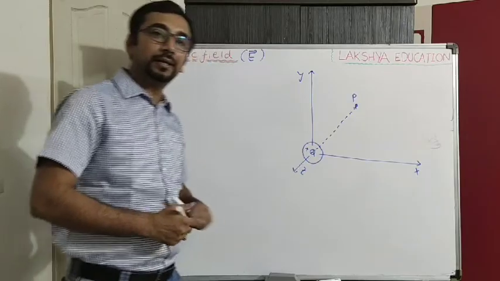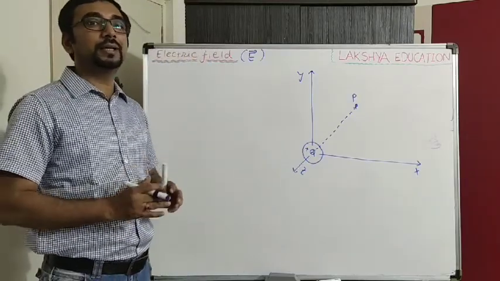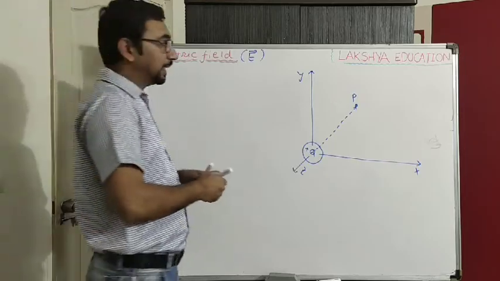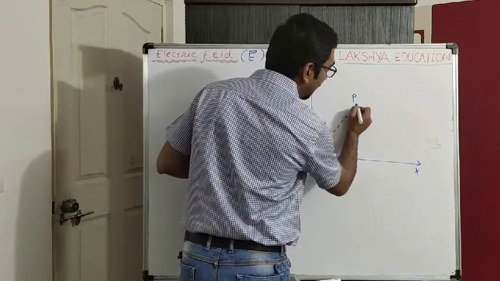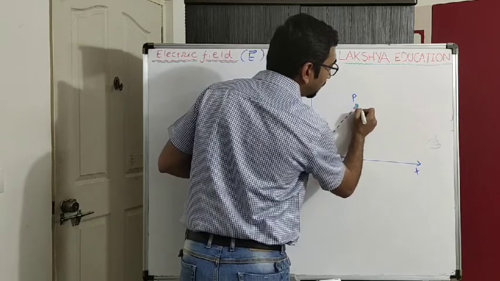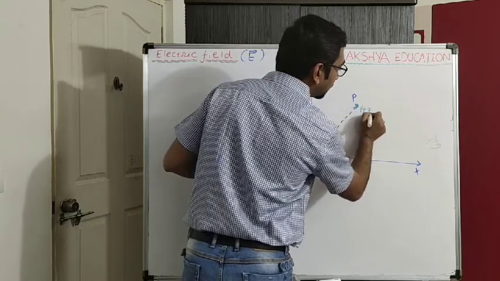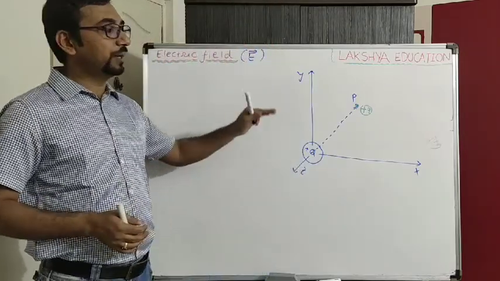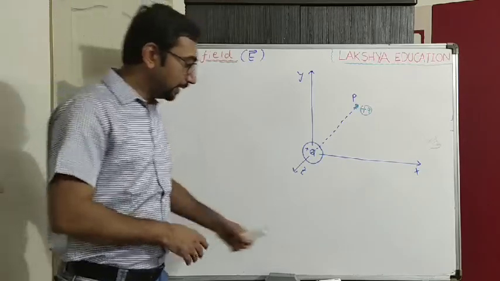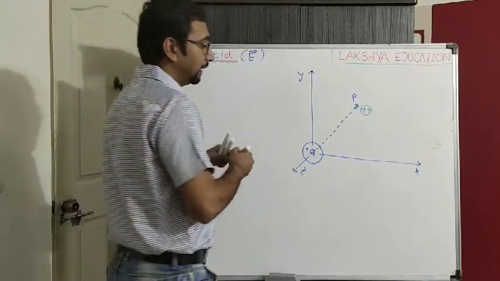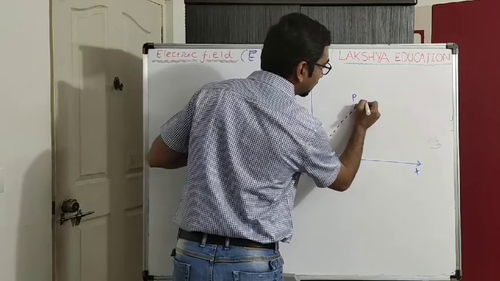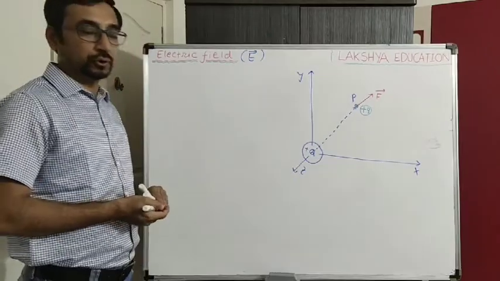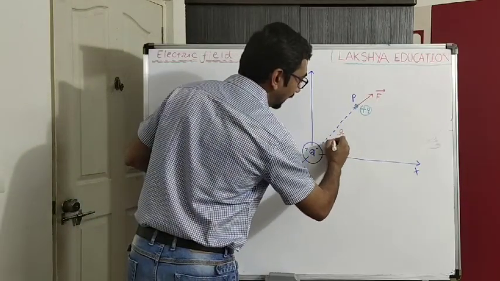Now, how to find out electric fields? According to the definition, electric field is the electric force acting per unit charge. So first we have to place a point charge there. Here we will place a small positive charge plus q, and now we will find out the force acting on it. Positive charge will repel positive charge, so the force acting will be in this direction. This distance we have considered as R.